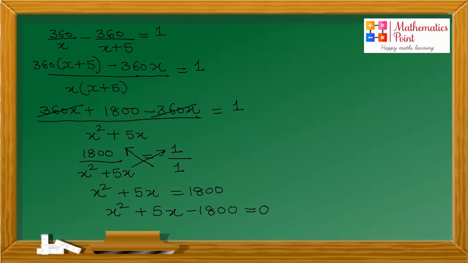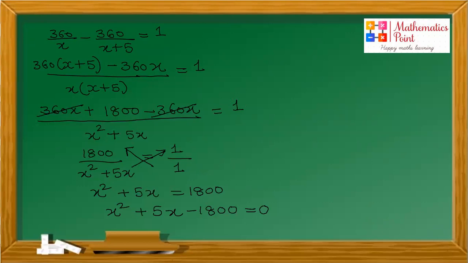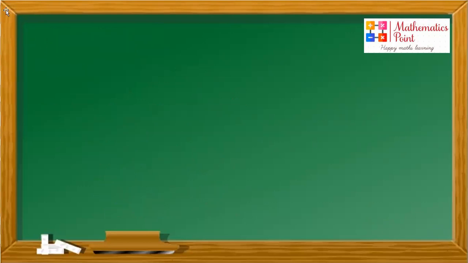Now, what do you happen to see here? You see that we have got a quadratic equation, right? Now, how we will solve this quadratic equation? It is x square plus 5x minus 1800 is equal to 0. Here a is equal to 1, b is equal to 5, and c is equal to minus 1800.